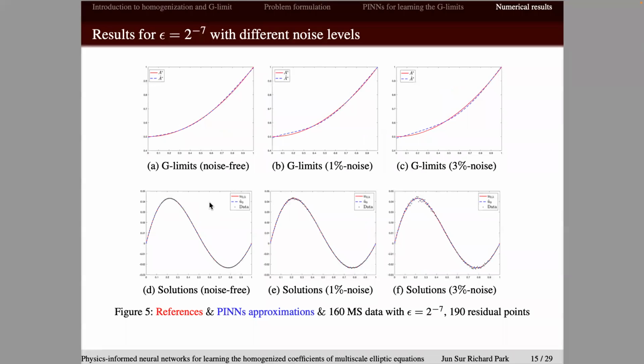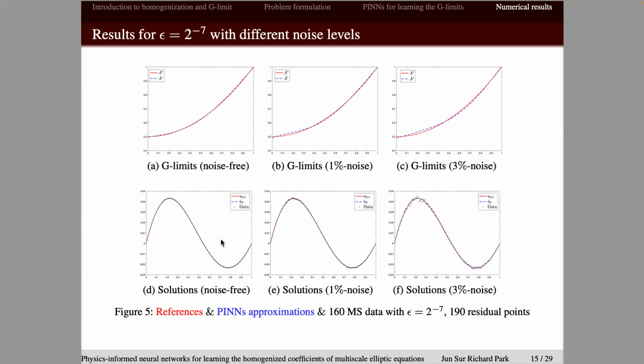And this is the result for a fixed epsilon with different noise levels. If we have high noise corruption, then you can see that our result for the G limit becomes a little bit worse, but not too bad. It still captures the major behavior of the G limit, even with the 3% noise data.